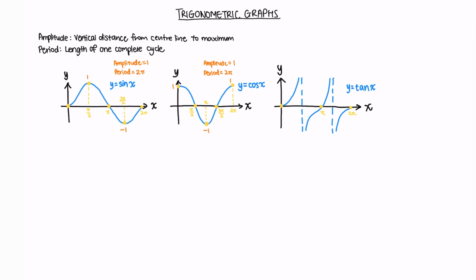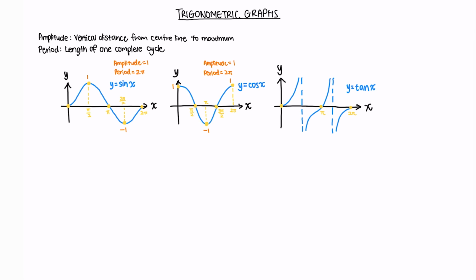Actually, the graph of cosine x is just the graph of sine x but translated pi over 2 in the negative x direction. If you see what happens if I move this sine x graph to the left by pi over 2, I will get a graph that looks something like this. And if you can see, this shape resembles the cosine curve.